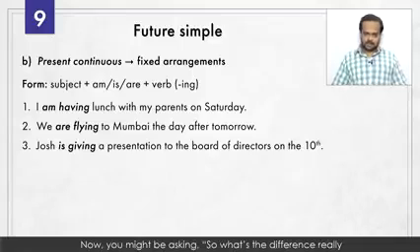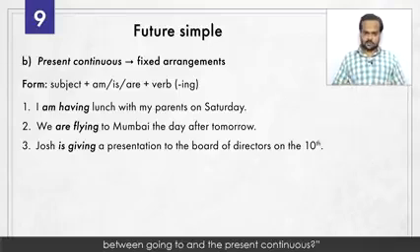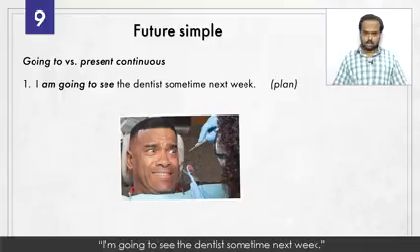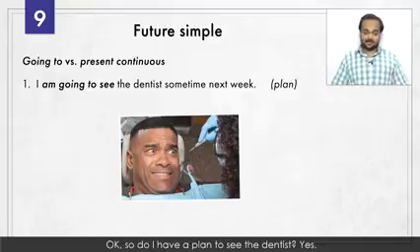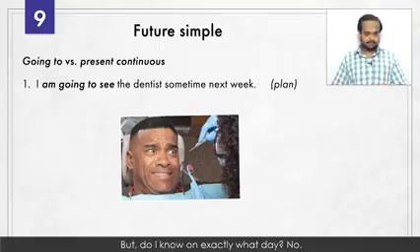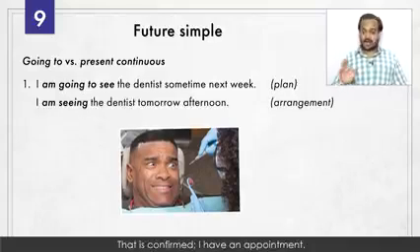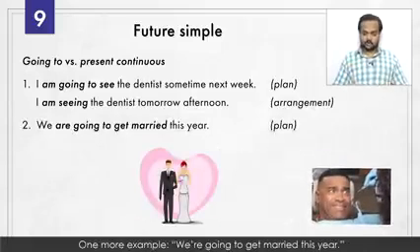Now, you might be asking, so what's the difference really between going to and the present continuous? Well, here's a situation to help you understand. I'm going to see the dentist sometime next week. I'm laughing because of the picture. Okay, so do I have a plan to see the dentist? Yes. But do I know on exactly what day? No, I haven't booked an appointment yet. But if I say, I'm seeing the dentist tomorrow afternoon, that is confirmed. I have an appointment.